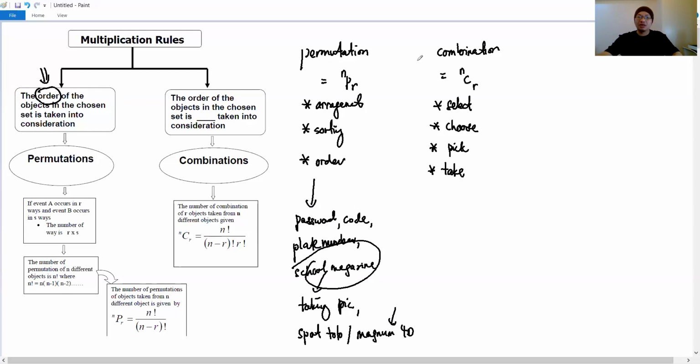Very straightforward. Now, what is an example question for combination? Normally, combination is only about people.